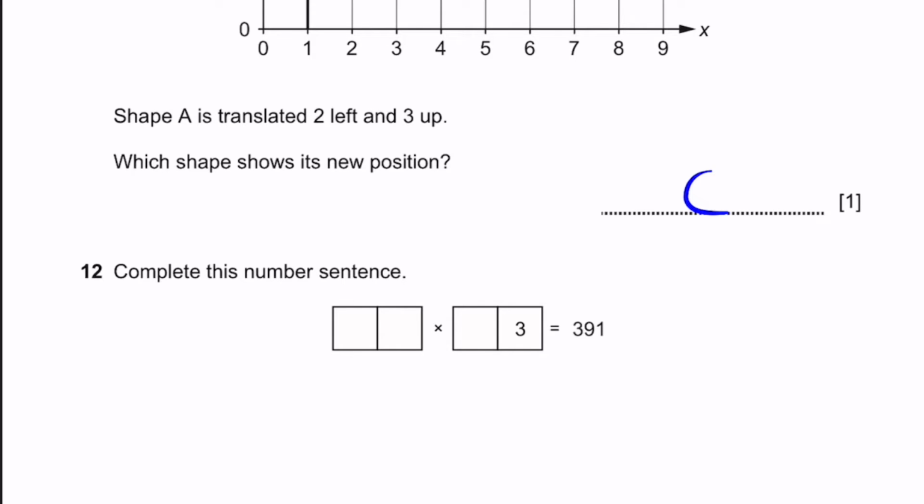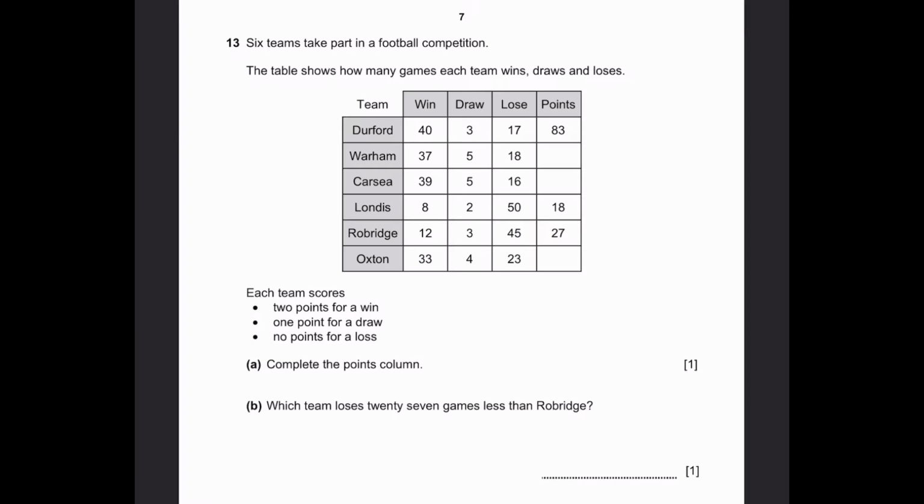Complete this number sentence. Dash dash into dash 3 equals 391. First, let's prime factorize 391. 391 can only be written as 17 into 23. There's no other way to write 391. And that means that this is 17 into 23. That's the answer. Question 13.